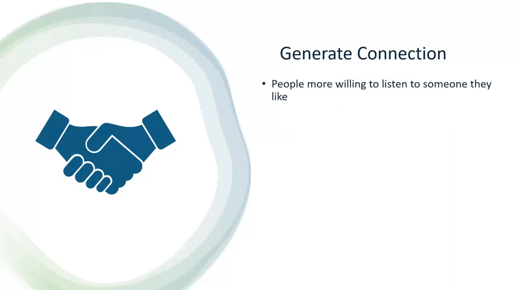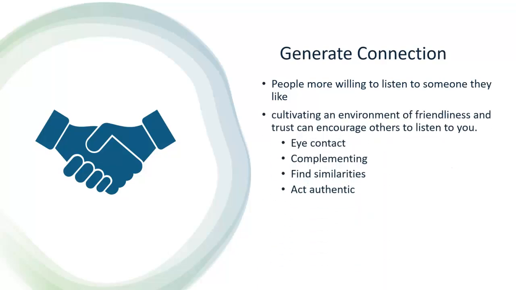You can also generate connection, so people are more willing to listen to someone they like, right? Let's just think, for example, the classes that you sit through with the teachers you like. You probably listen to the teacher more than in the classes you have to sit through with the teacher you cannot stand. So if you generate connection, people are more likely to like you. They're more likely to agree with what you're saying. So you want to cultivate or create an environment of friendliness.